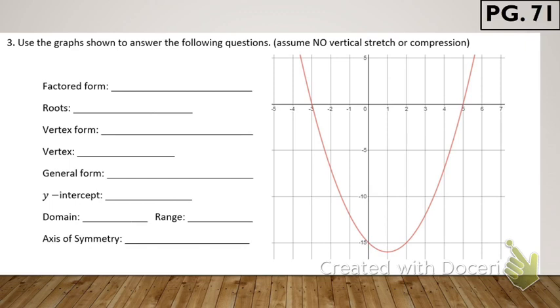Let's start off with our factored form, though. I need my roots for the factored form. Negative 3, comma 0, and 5, 0. Yes, here's one root. Negative 3, 0. And here's the other root at positive 5, 0.